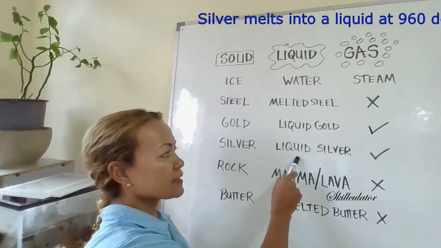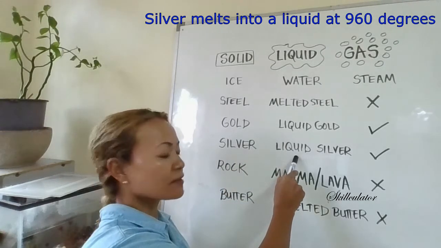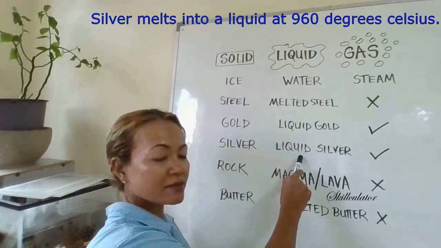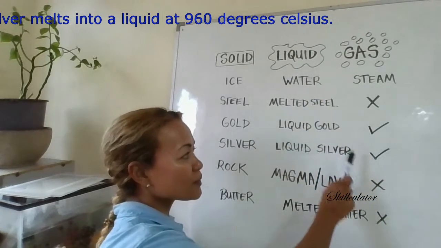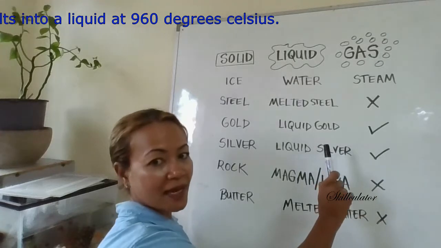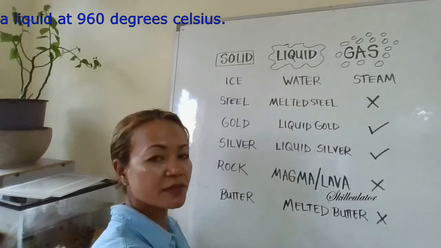You have silver, lots of heat energy, or any other kind of energy, becomes liquid silver. Even more beyond its boiling point. So the key thing is beyond its boiling point, then it becomes the gas. And there are different boiling points for different things.